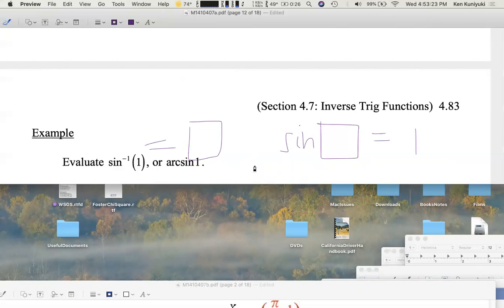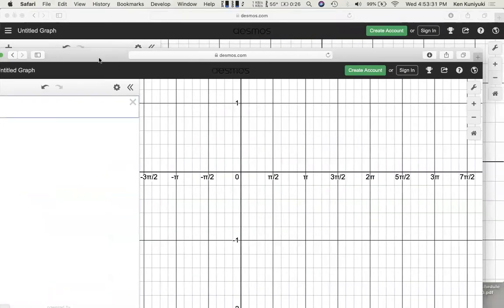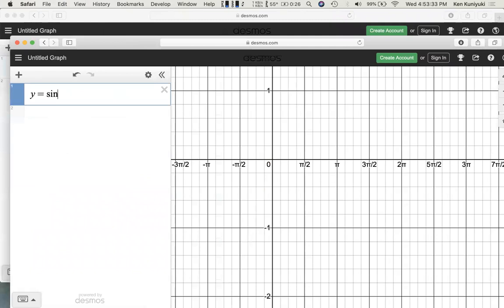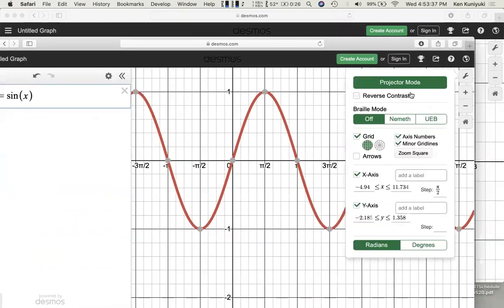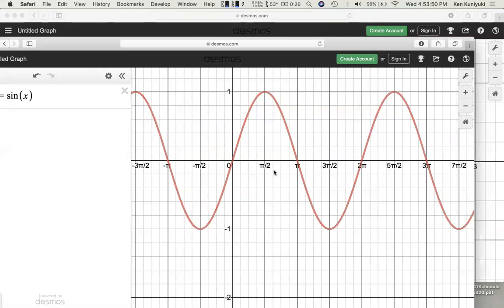It's like a zigzag. Now, a student might say, well, wait a minute. There are infinitely many angles that will work. Think about the graph of y equals sine of x. By the way, on Desmos, if you use the wrench here, not only can you use projector mode to make things clearer, but on the x-axis, you can use a step size of, say, pi over 2 or some fraction of pi in order to get these kinds of values as tick marks.